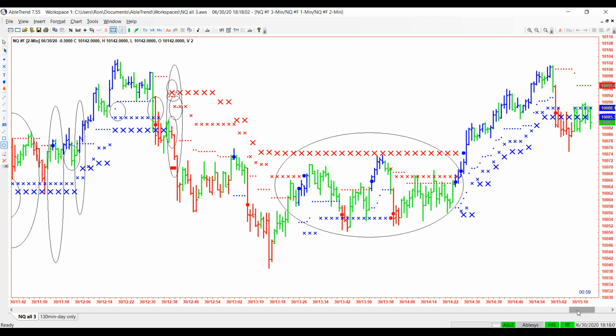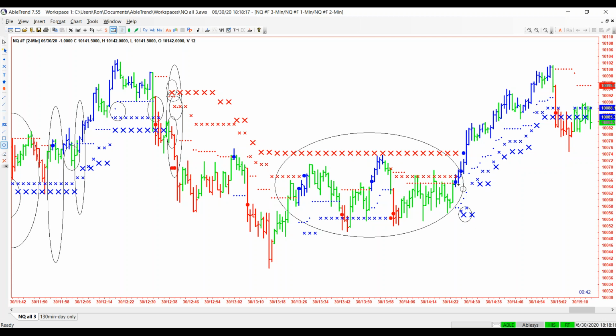Upper big X support for short. If the big X and the small red dot and the color of the bar is all red, yes, we take the short. Right here, there's the new big X. Like I said before, look for the big X's.